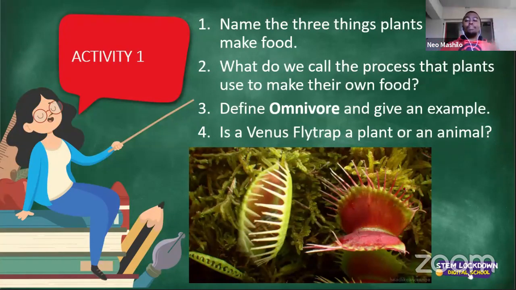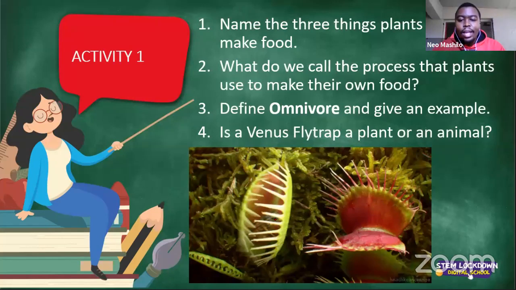So a Venus flytrap is a plant that also behaves like an animal, but as Dante put it, it's what we call a carnivorous plant. It's a plant because it's green and it undergoes the process of photosynthesis. So it needs sunlight, water, and carbon dioxide so that it can make its own food. On top of that, it eats two ways.